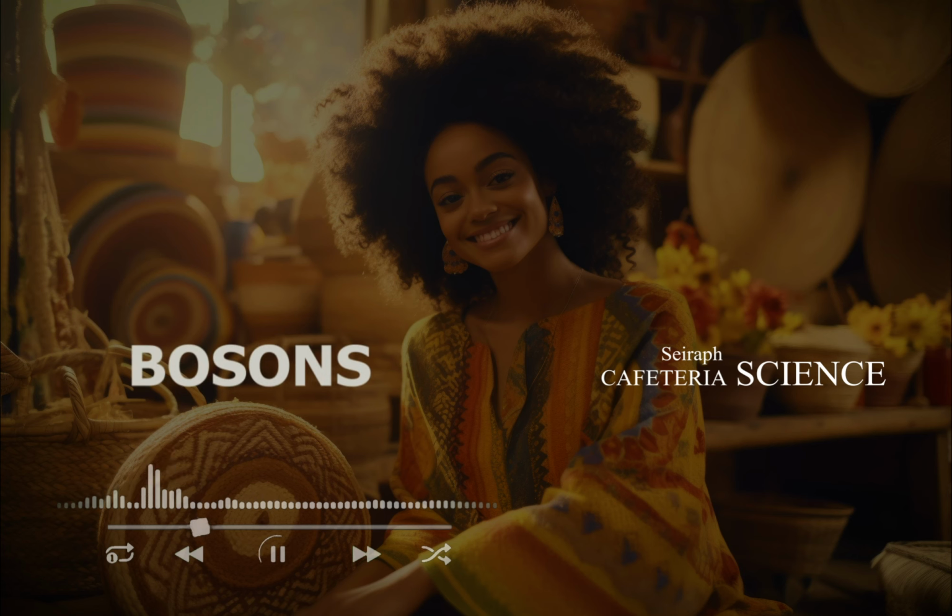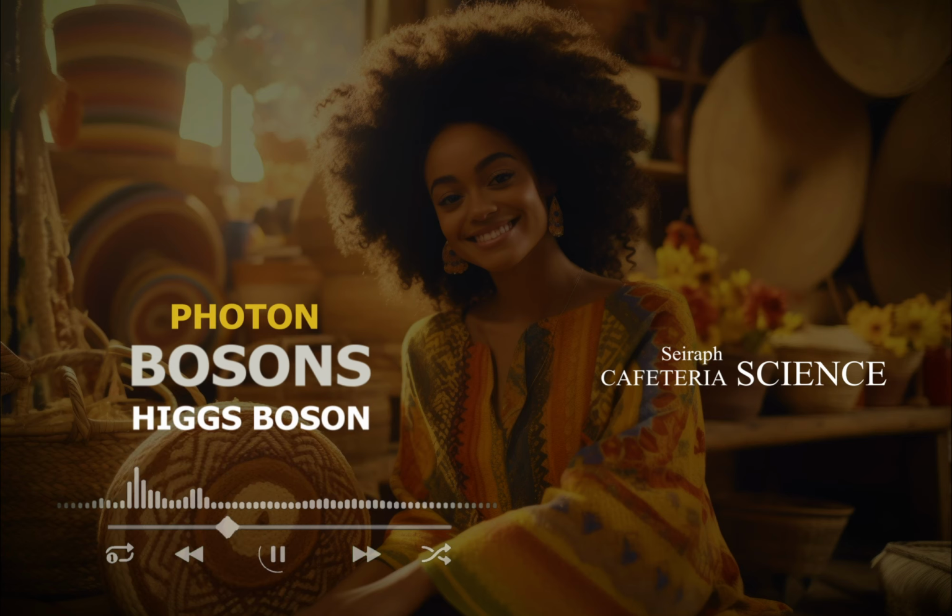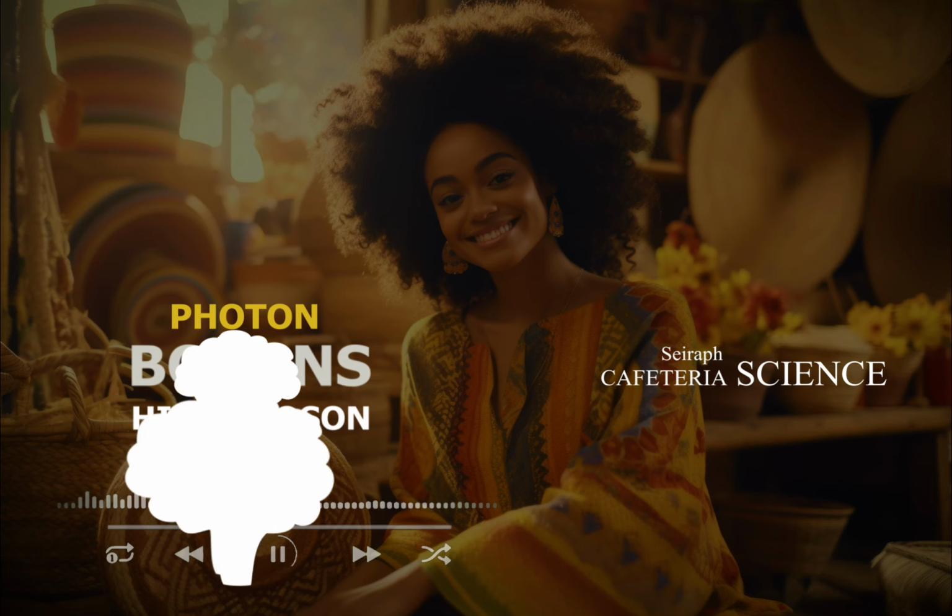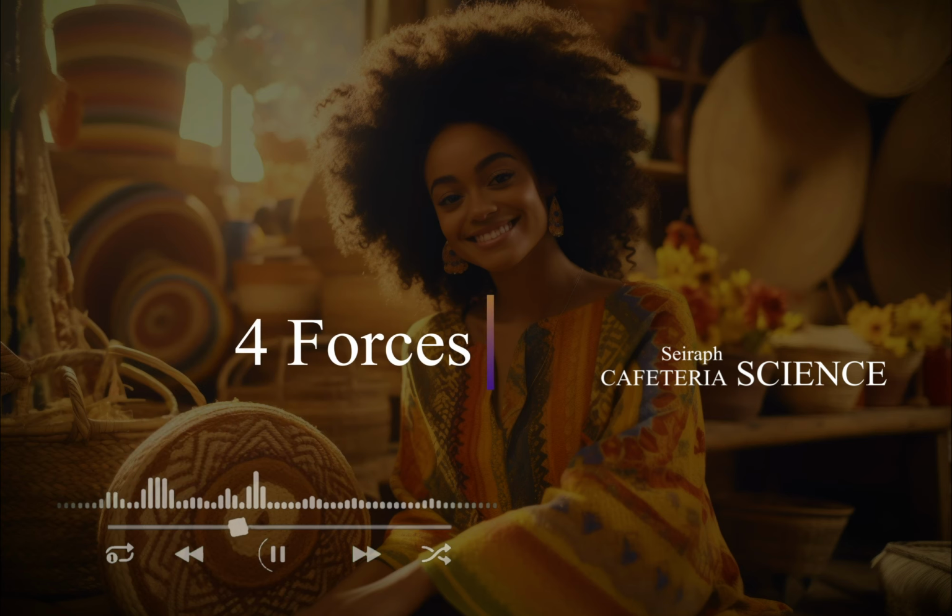And then there are bosons. Bosons are like the messengers or force carriers. They are the ones responsible for making things happen. For example, the photon is like the messenger of light, and the Higgs boson is the one that gives other particles their mass. And then there are forces.